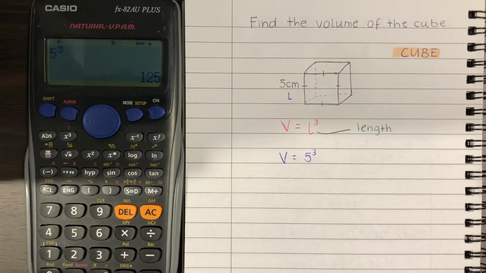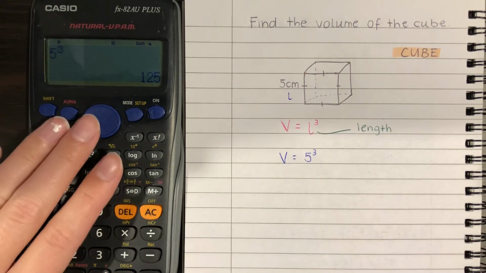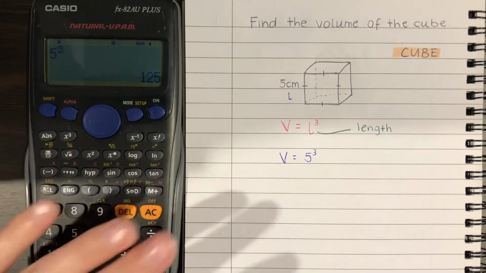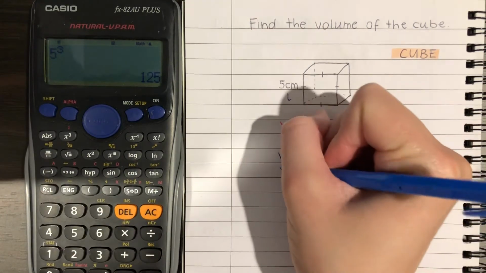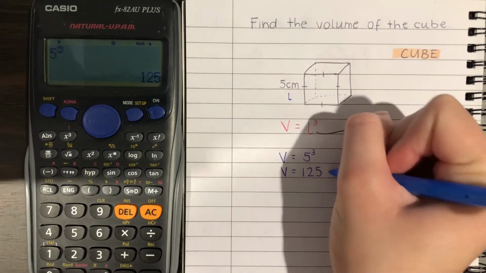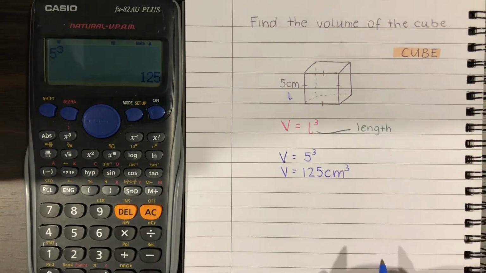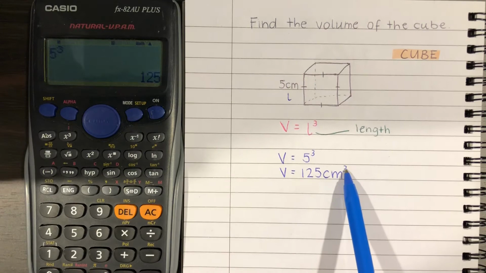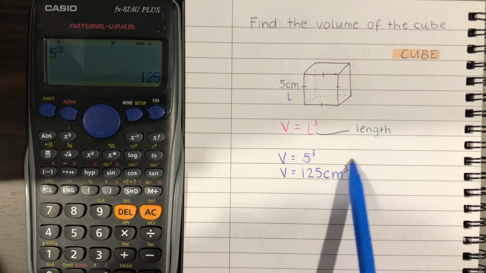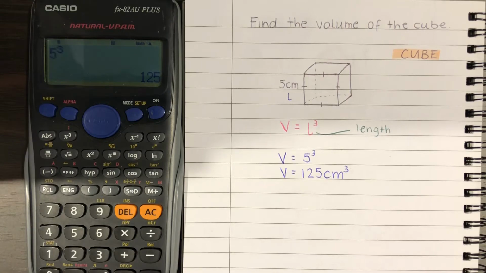Okay, but don't feel like you have to try and do it in your head, because if you're sitting a test and tests are long and you're under pressure and you're pushed for time, it's very easy for anyone to make simple mistakes, even with really simple calculations. So if you put everything in your calculator as a precaution, there's nothing wrong with that. All right, so we'll say volume equals 125 centimeters cubed, because the units for volume is cubed. Area is squared and volume is cubed, and that is it.